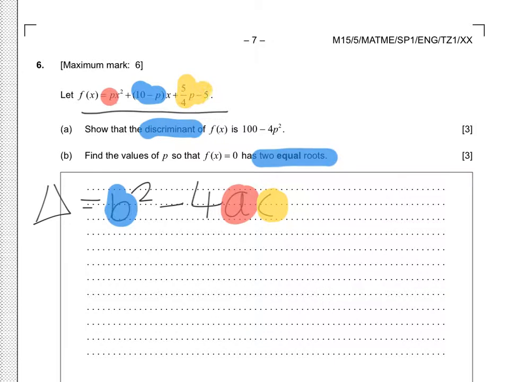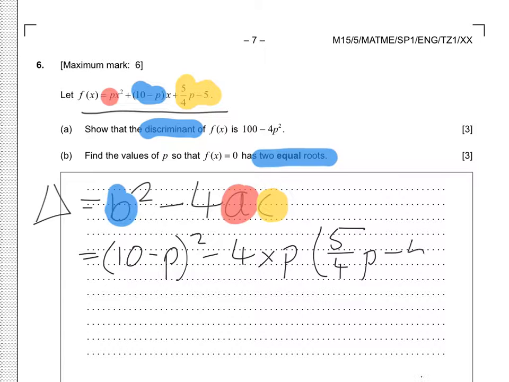The constant term is all of that. This is the bit that doesn't involve x at all. So let's substitute in what we've got into this. So instead of b squared, I get 10 minus p squared minus 4 lots of p times c, which is 5 quarters of p minus 5.